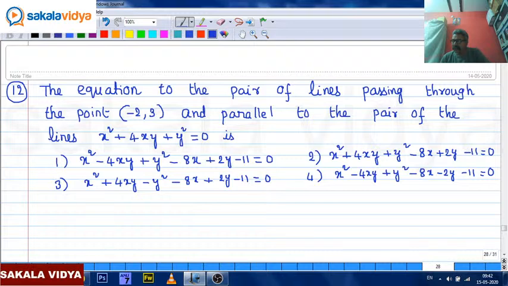Okay, option 1 and 2 are same. No. Right. Let us find out now.